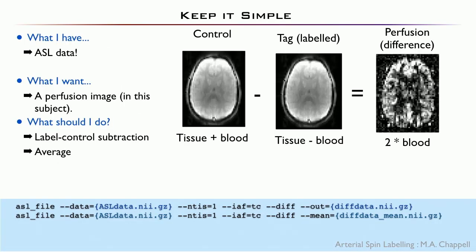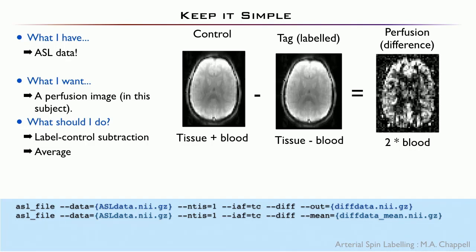We've said the big feature of ASL is a control image and a label image. So what you've got is some ASL data. You've probably got a series of control and label images, and you're just trying to get a perfusion image out. And as we've seen, the key step, the first thing you always do, is label control subtraction. That gives you a perfusion weighted image, and if you just take a single pair of label control images, you'll get a very noisy perfusion weighted image.